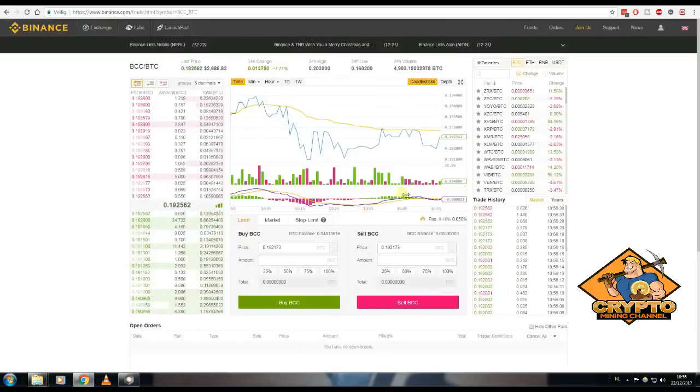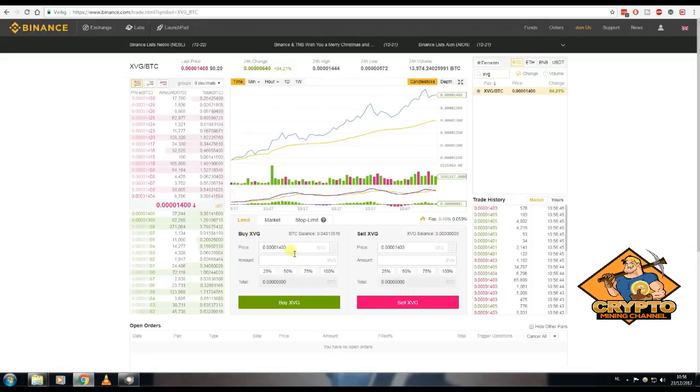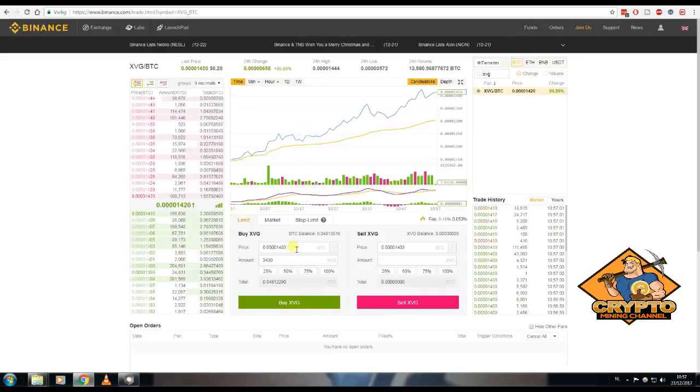So then it's really simple. Then you enter XVG here, you click on it, and here you can buy it with your Bitcoin balance. So I will buy it with 100% of my Bitcoin balance on Binance. So that's 3430 at this price. So here they are selling at this price, already at a higher price, and these are the buy orders.